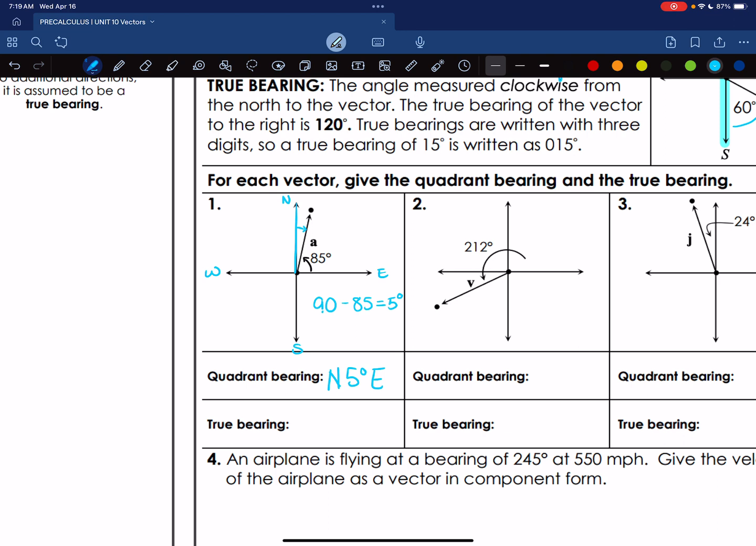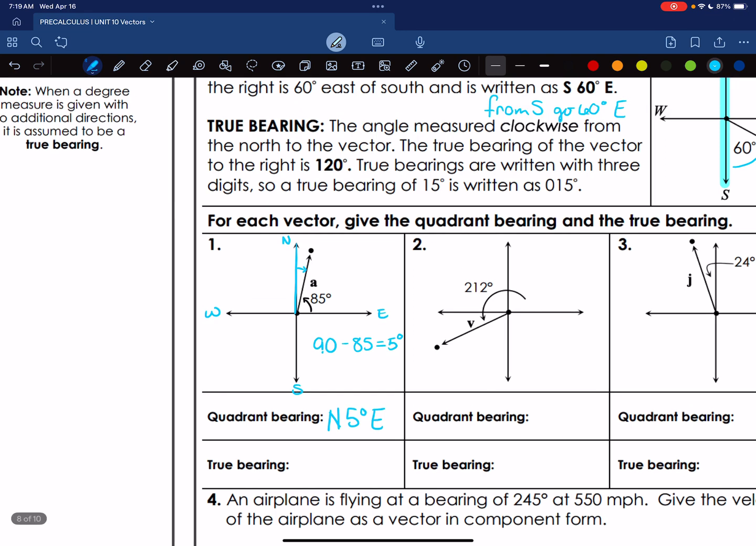So there you go. Now what would be our true bearing? Your true bearing is always the angle measured clockwise from the north to the vector. So from our north axis to our vector, it's actually just the same amount. It's going to be 5 degrees from north that we're rotating, also clockwise. Clockwise means going in the direction that the arms of a clock would go. So I just go 5 degrees, but I'm going to write this with 3 digits: 0, 0, 5.